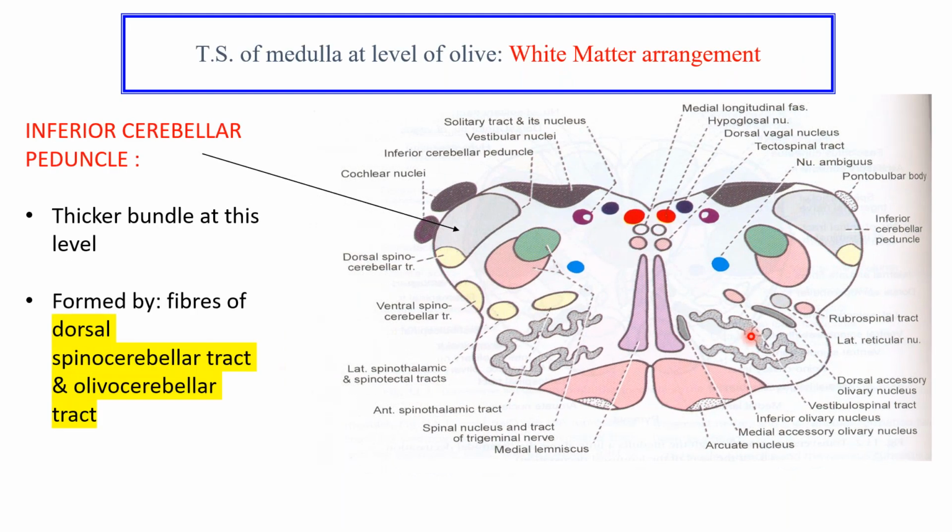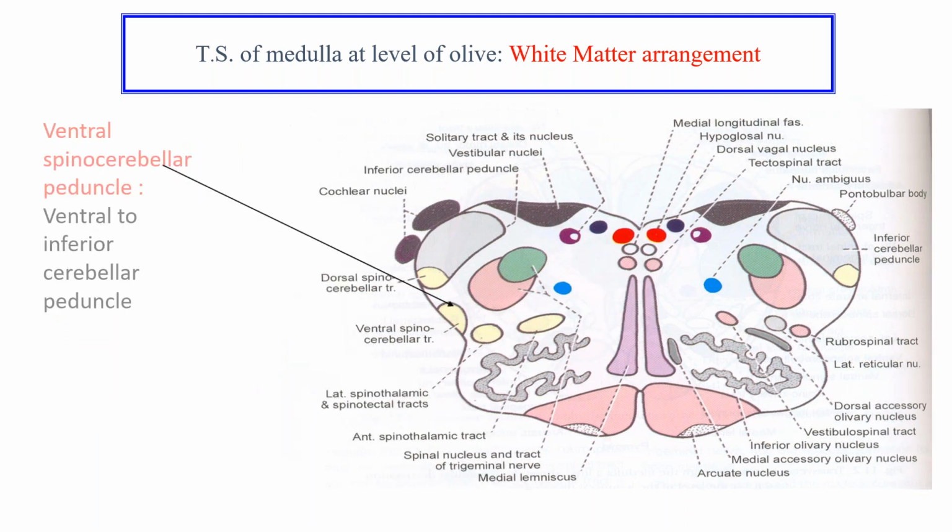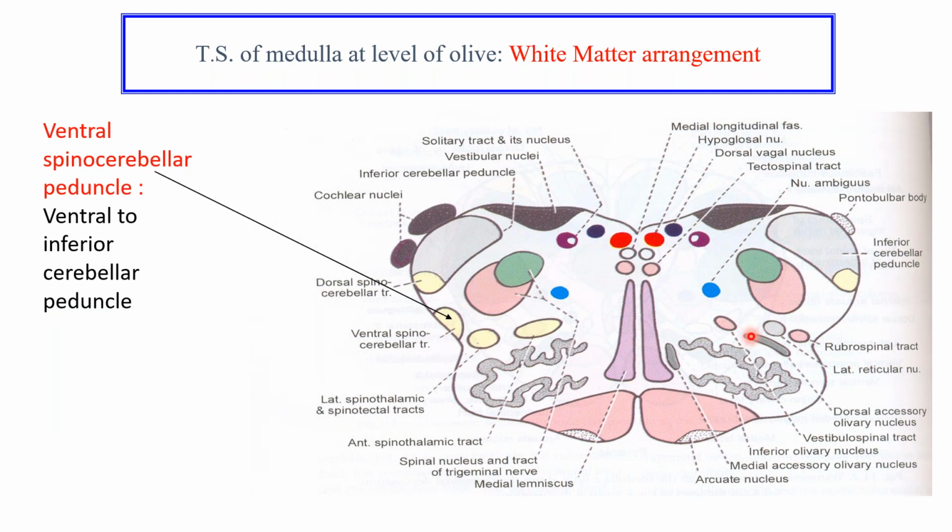The inferior cerebellar peduncle is forming all the fibers of the dorsal spinocerebellar and olivocerebellar tracts. The ventral spinocerebellar tract lies ventral to the inferior cerebellar peduncle, not the peduncle but the tract. You can see the dorsal spinocerebellar tract is now passing through the inferior cerebellar peduncle, so you have to make it merge with it.